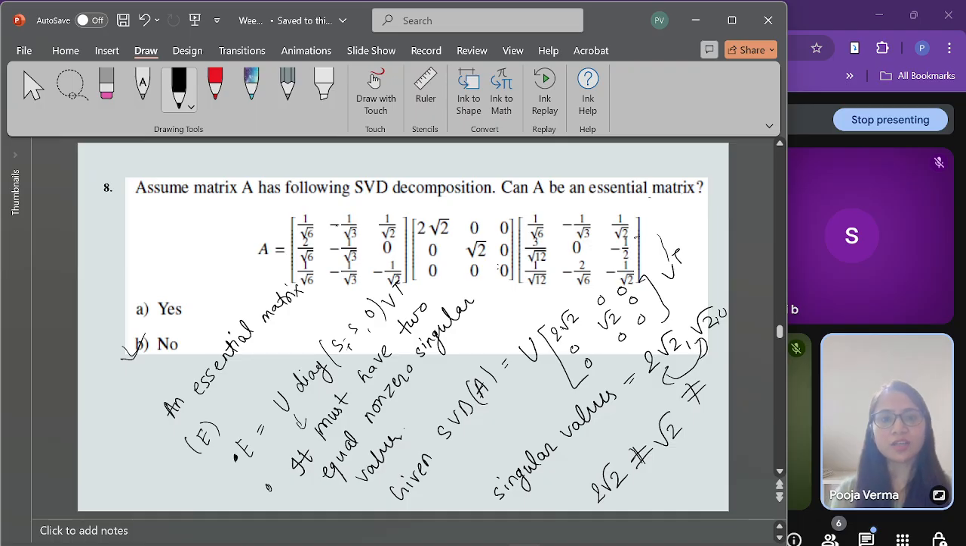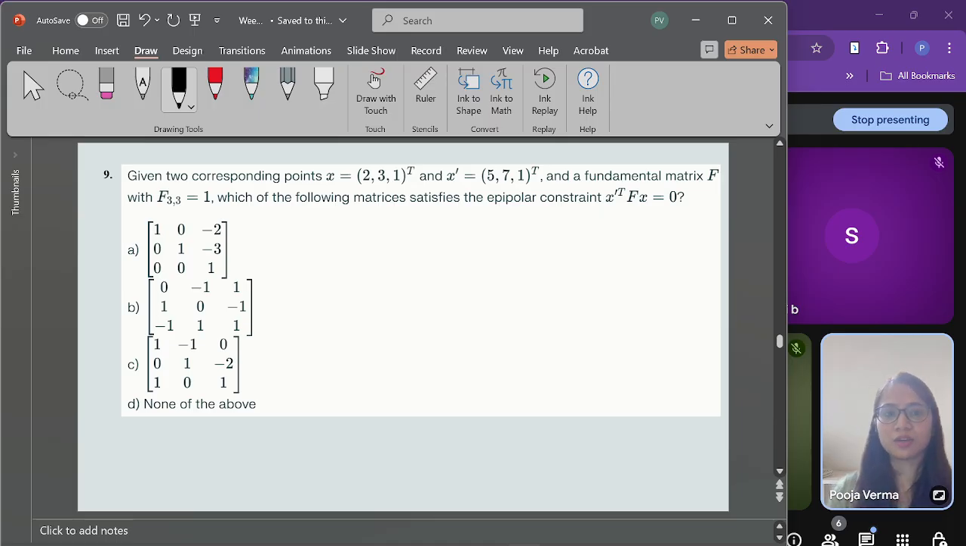Okay, so have you understood? The SVD decomposition is given and we know it is in this form: U, a diagonal, and this diagonal should have equal values. If the diagonal values are equal, then A can be an essential matrix. So it is not following the property. That's why A cannot be an essential matrix. Okay. So can we move to the next question? Okay, so moving to the next question now.